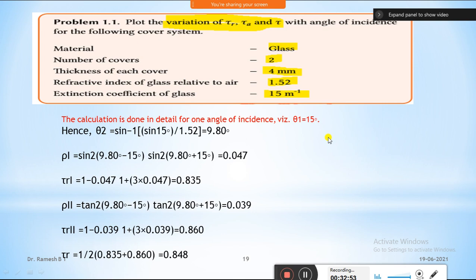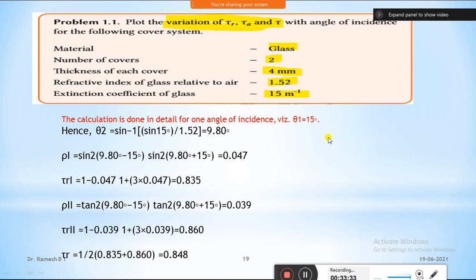Write down this problem. Plot the variation of transmittivity for reflection, refraction as well as absorption, and tau, with angle of incidence for the following cover. First, they have given the data: the material is glass, the cover is made of glass, and the number of covers, the m value, is m equal to 2. The thickness of the cover is 4 mm.